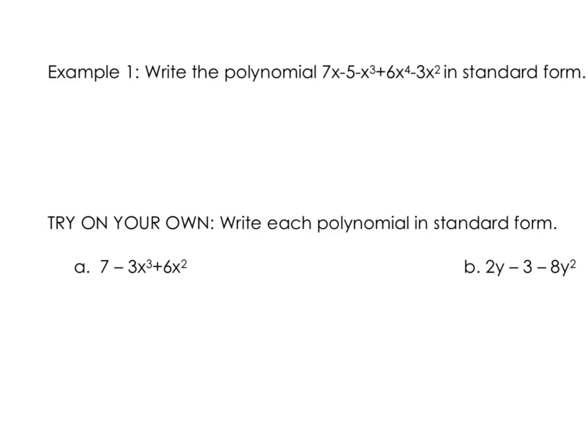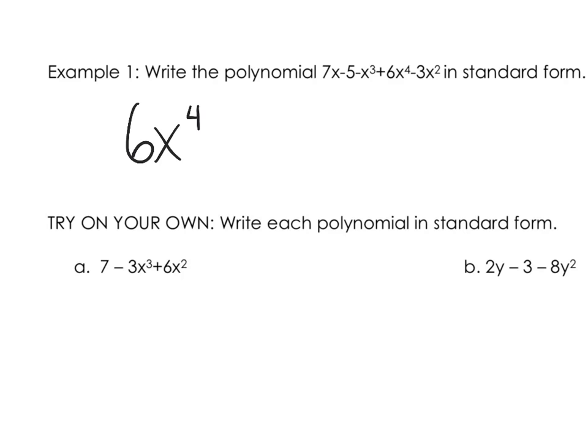Okay, example 1, write the polynomial in standard form. So this is where we have to put highest exponent first in order all the way down to the lowest exponent. So it looks like our highest exponent is positive 6x to the 4th. So I'm going to put that one first, and since it was positive, I don't really need a symbol in front of it.